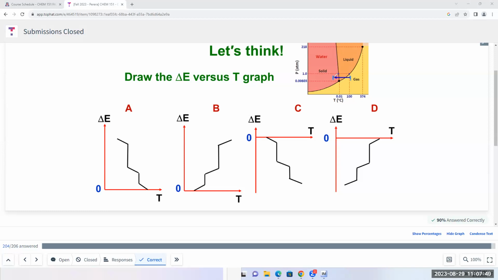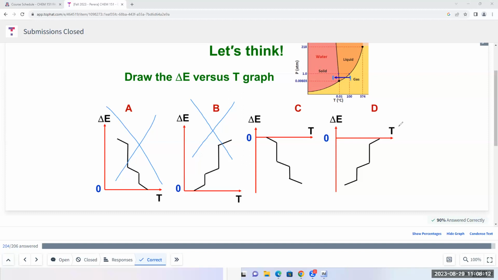If we are cooling, energy is released by the system. If the energy is released by the system, the change in energy must be less than 0. Okay. Therefore, our graph should be below 0. And that's the reason why we eliminated options A and B right away without even thinking. Okay. So A and B are out because we are cooling. Therefore, delta E is less than 0.